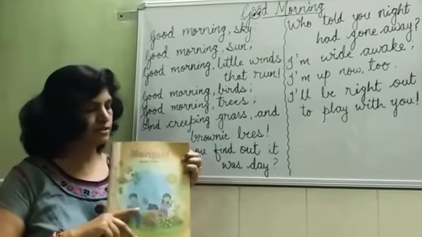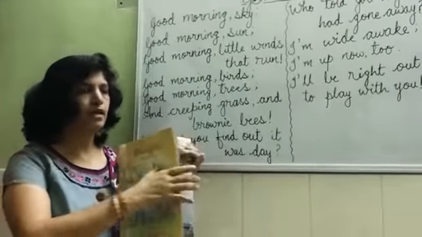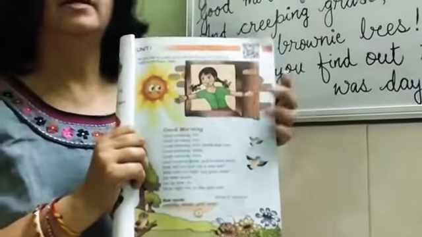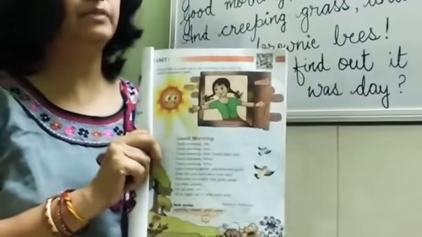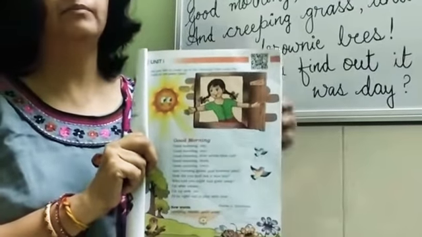This is your English reader book, Marigold. And today I am going to teach you Unit 1. Every unit has one poem and one story. So today we will begin with the Unit 1, Poem 1.